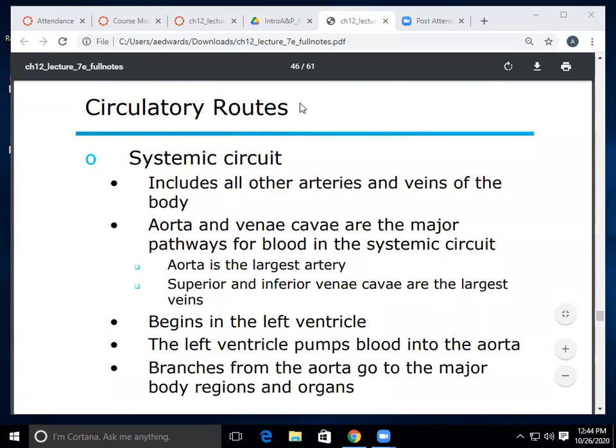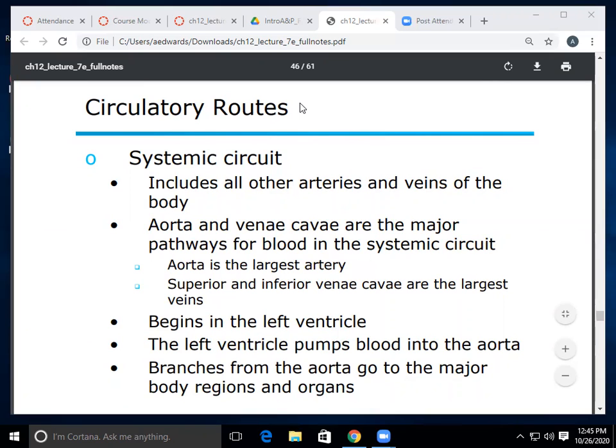We also have the systemic circuit. It's for all your other arteries and veins. So the major pathways for blood in the systemic circuit are your aorta and your vena cava, superior and inferior. Aorta is your largest artery, and the inferior and superior vena cava are the largest veins.